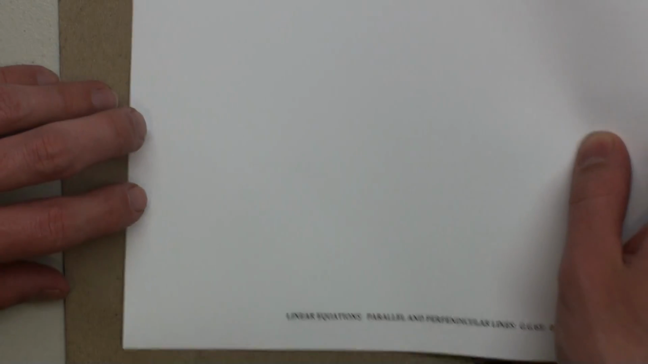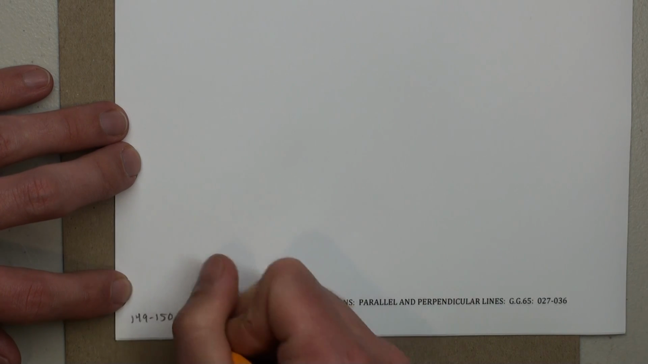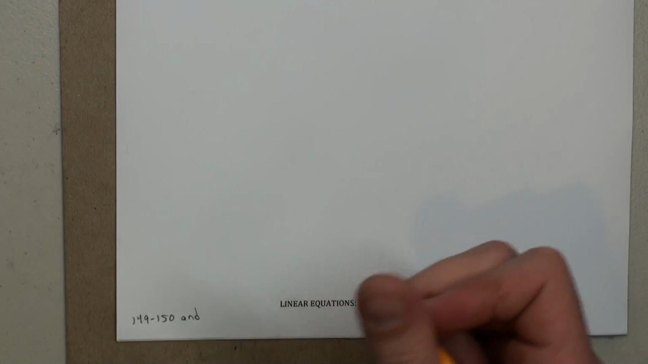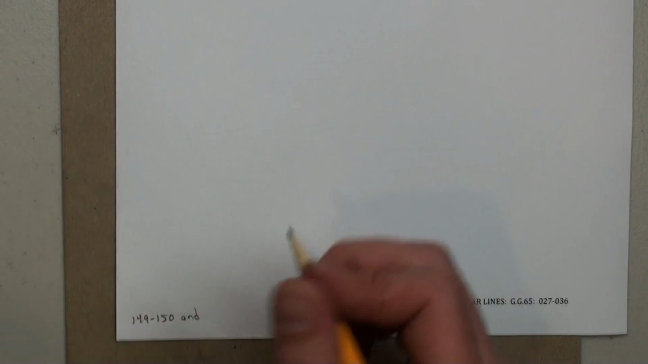Okay. Now, the next few problems, 27, 28, 29, 30, 31, all the way through to 36. So from 27 to 36, I need to know cards 149 through 150, which is my basic slope and equation of a line information. And then more specifically, 154.